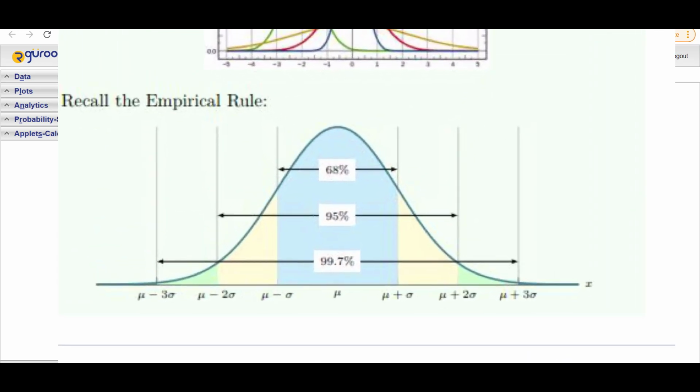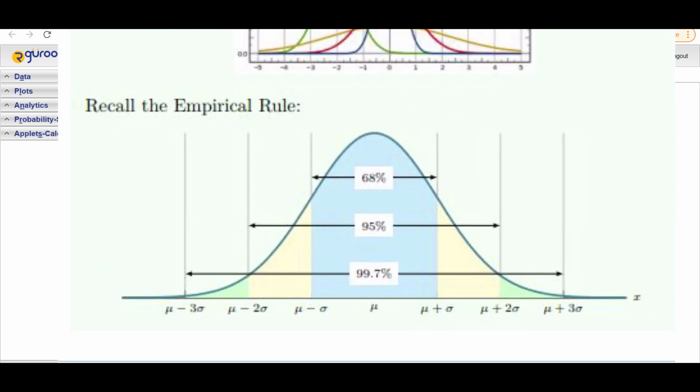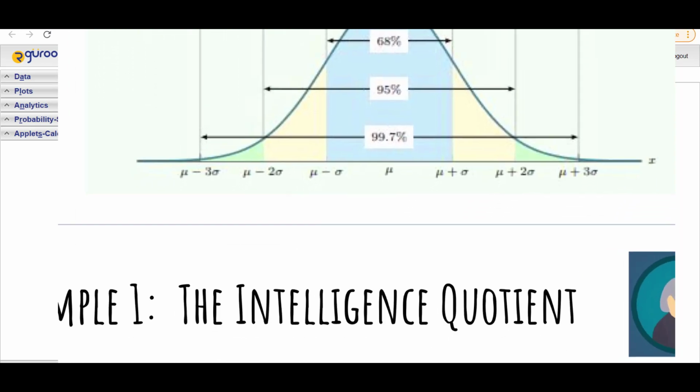So if you'll recall the empirical rule, we studied that a while back. The mean is in the center, and these are properties for any distribution that is normal, that is symmetric. What it says is, if you go up 1 standard deviation and down 1 standard deviation, that's approximately 68% of the data. If you go up 2 standard deviations and down 2 standard deviations, that's approximately 95% of the data. And if you go down 3 and up 3, that's approximately 99.7% of the data. So that is a review.